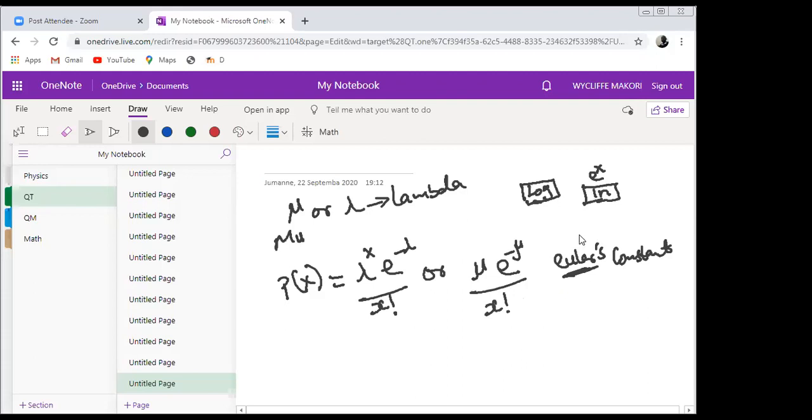But remember here it is E power negative mu or power negative lambda. Lambda and mu stand for the same thing. Only that in some books they use mu, and in other books they use lambda. But the value for lambda is actually the same.